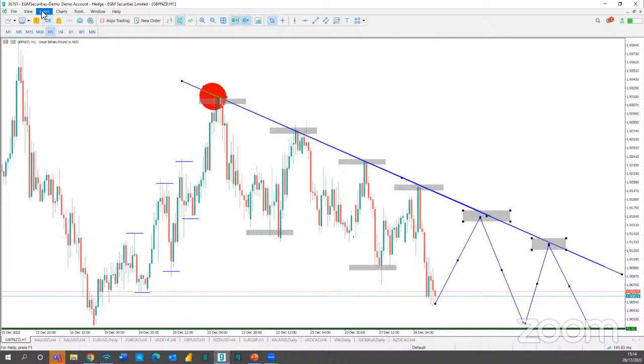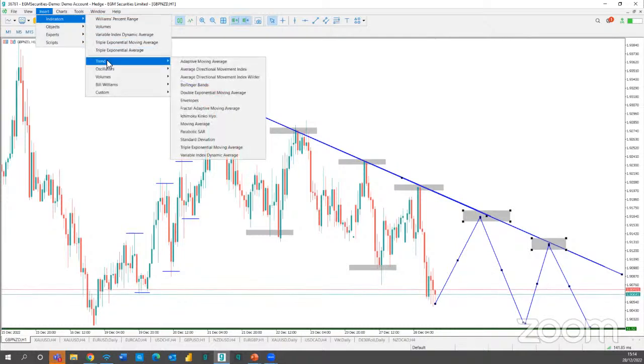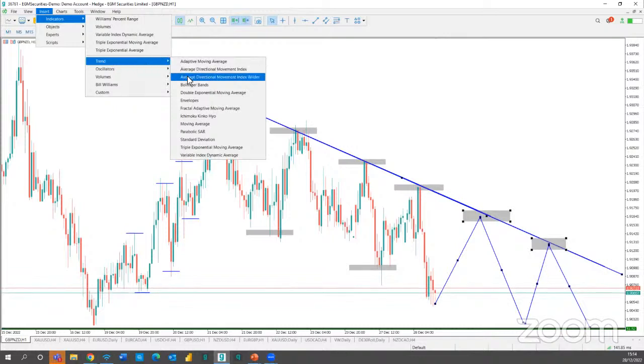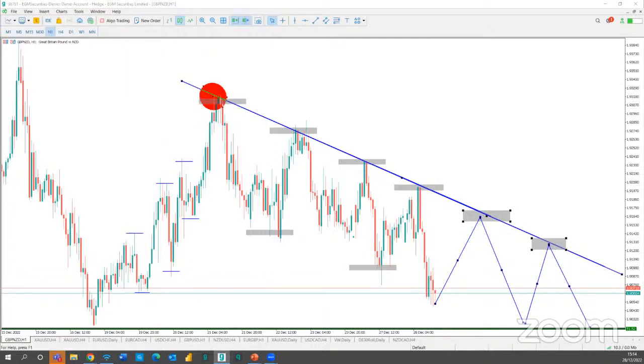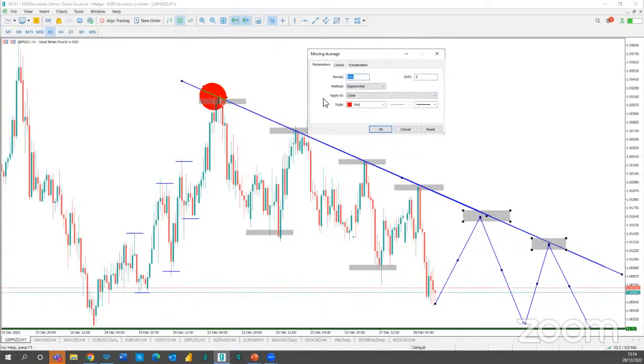So if you go to the insert and you go to the indicators, on the trend, you will find a lot of indicators which you can use to find a trend or the market trend. The simplest one to use is the moving average. So in this case, I will select moving average, and I will use a period of 100. Period simply means the number of these small candlesticks which have been used in getting that trend. So let me explain a moving average a little bit.